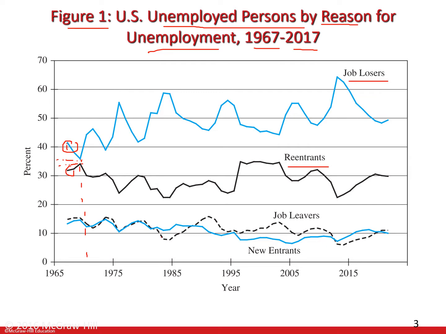From 1967 all the way up to 2017, this gap became bigger and bigger. We can see that the fraction of job losers hovers around 50%, whereas the fraction of reentrants hovers around 20%, which is a gap of 30%.